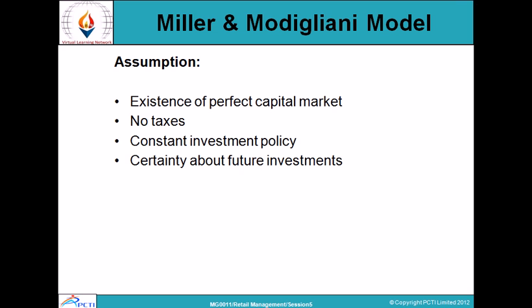Second assumption is no taxes. There are no taxes implied. And the third is constant investment policy. The investment policy of the company does not change, it assumes. The implication is that there is no change in the business risk proposition also. And the last assumption is certainty about the future investments. When I say certainty, dividends and profit of the firm have no risk. So these are the few assumptions in Miller and Modigliani model.